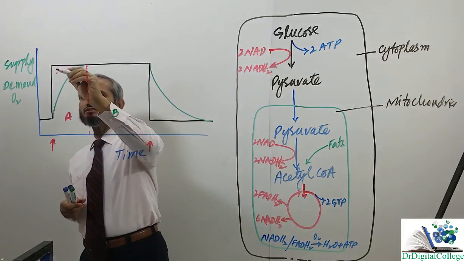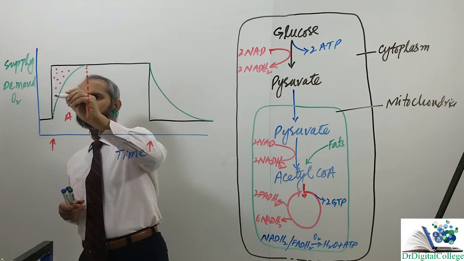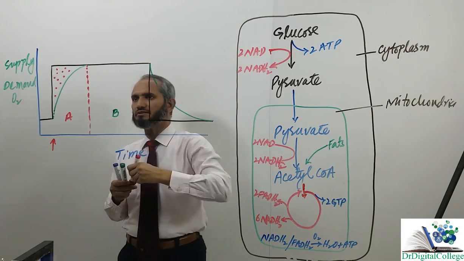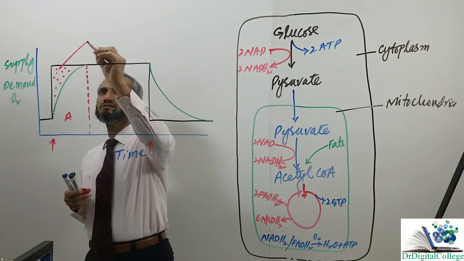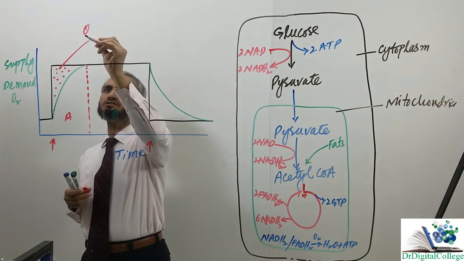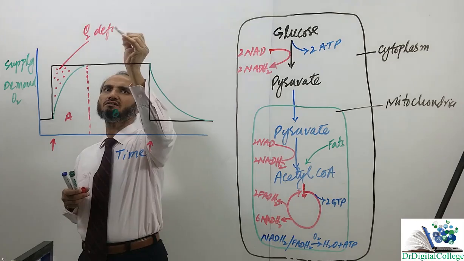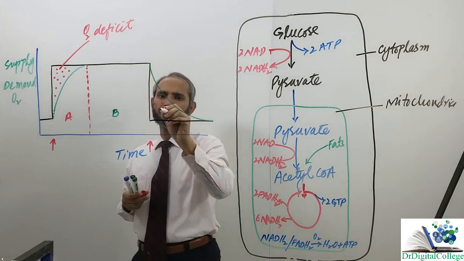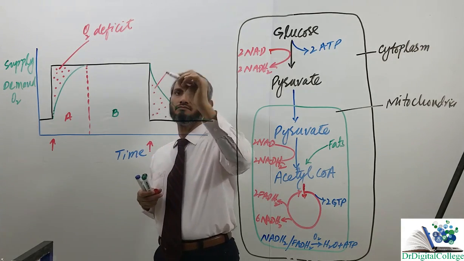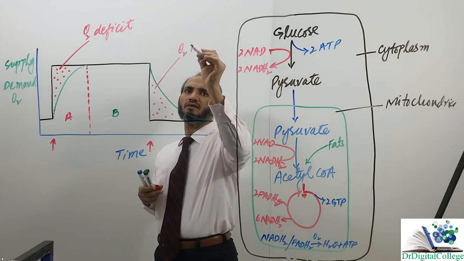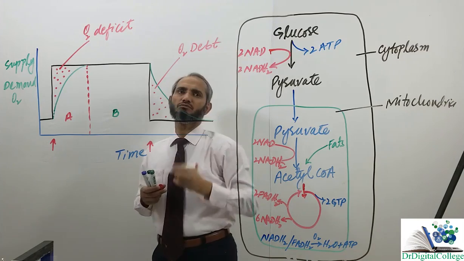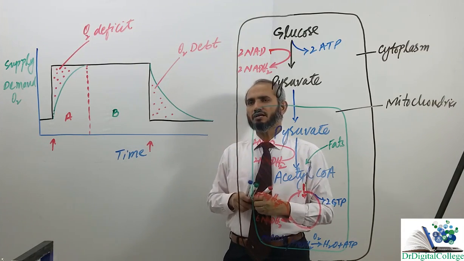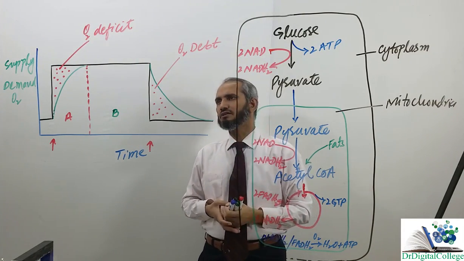This area is called oxygen debit. This area is called oxygen deficit, while this area is called oxygen debit. You might have listened to the words credit and debit in your banking matters.